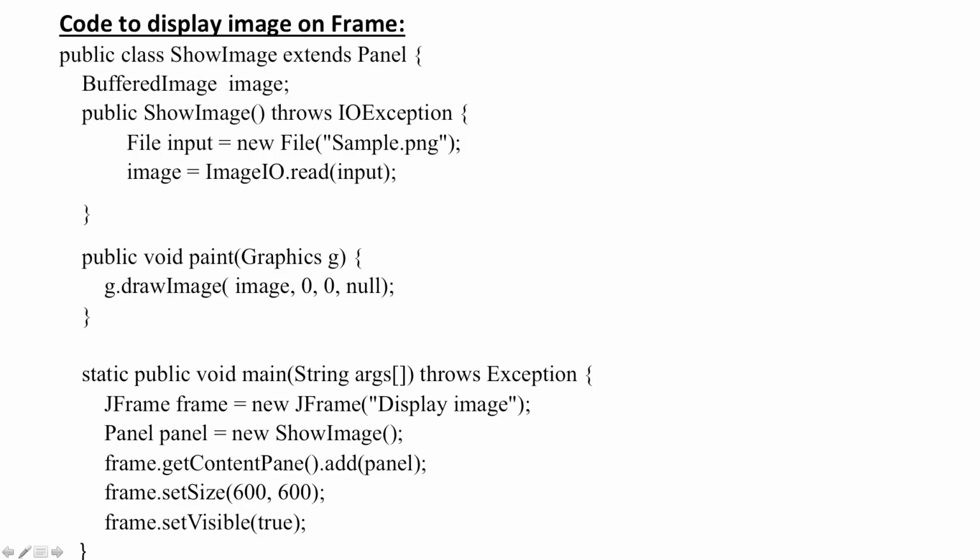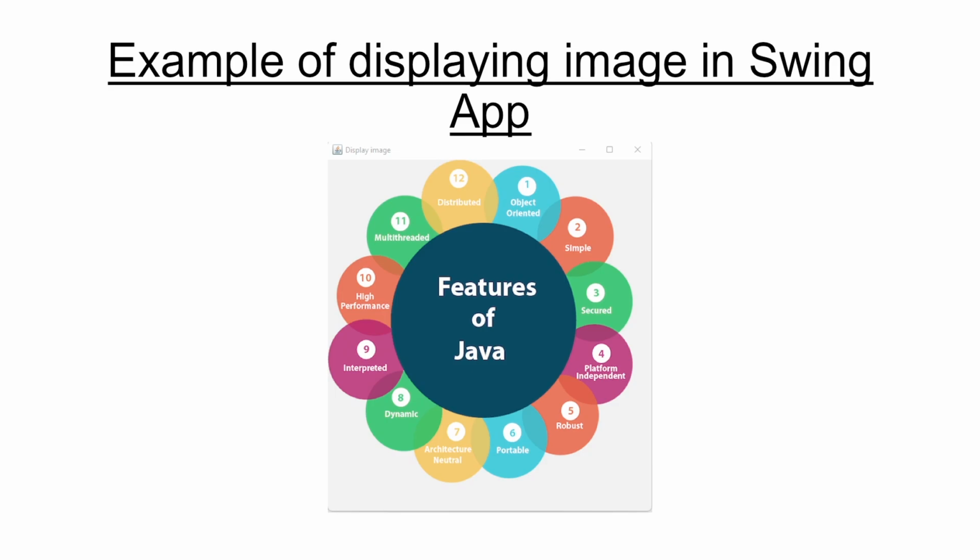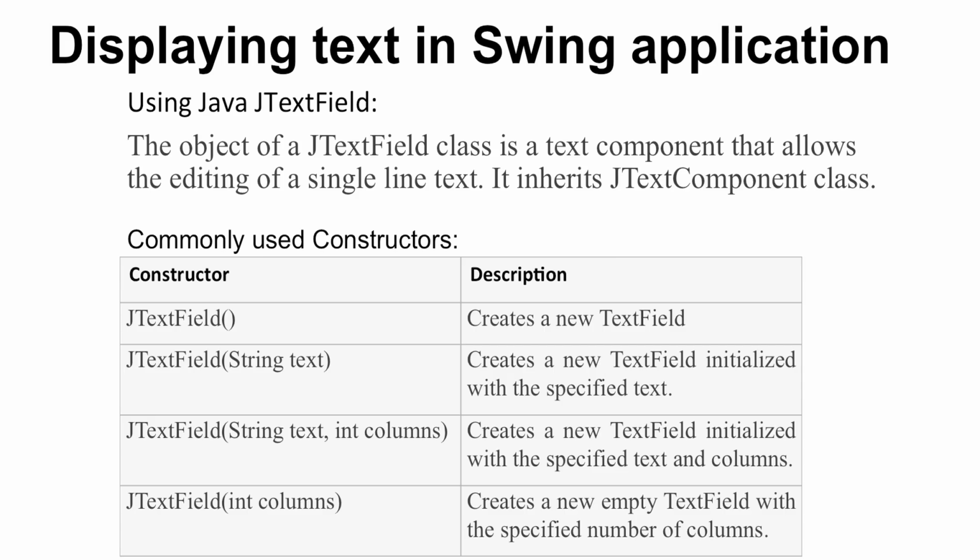This is the code for displaying an image on a frame. So we have this feature of Java, and we can display this image using Java Swing apps.